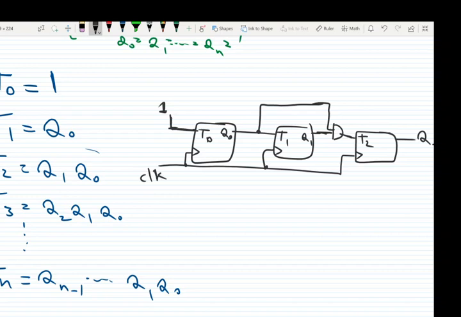And don't forget the clear input, because we want to be able to reset the counter. This one is a 3-bit counter with T flip-flop.